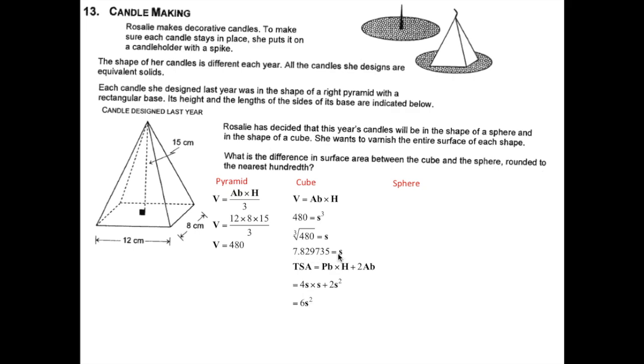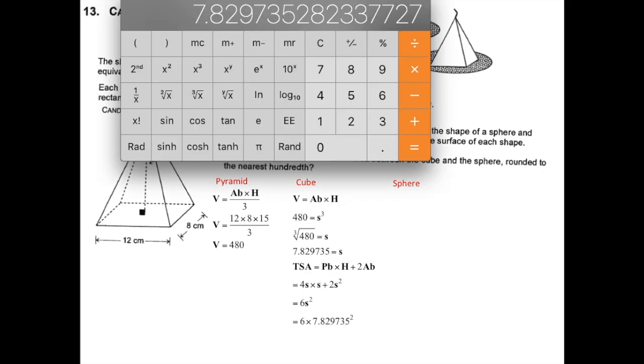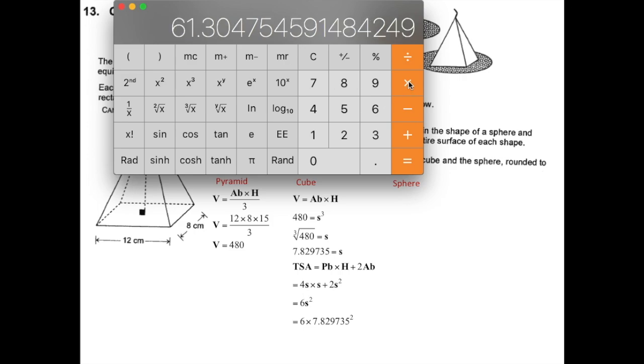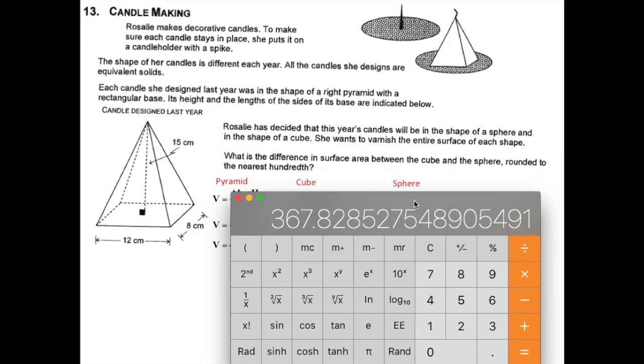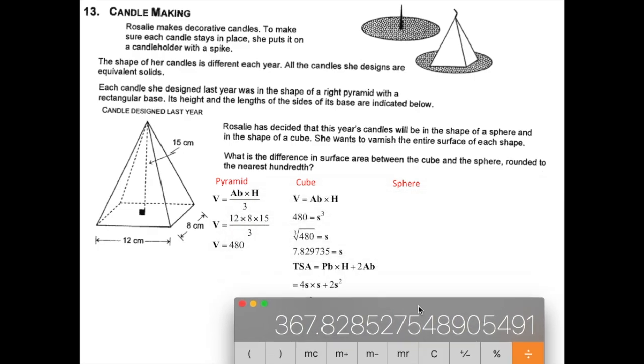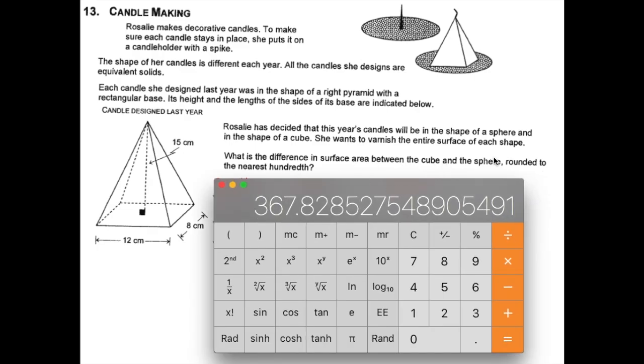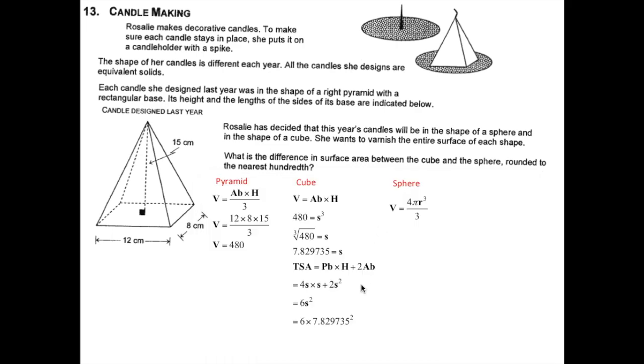So it's 6 times this number squared. So 6 times 7.829735 squared. I'm going to take that number that I kept in my calculator, square it, then multiply it by 6. And that gives us a total surface area of 367.828529, and it goes on forever. But fortunately, we've been told that they want to know the difference. What is the difference in surface areas between the cube and the sphere rounded to the nearest hundredth? So I need this rounded to the nearest hundredth. So the 8 is going to tell the 2 to round up to a 3. That's going to give us 367.83 centimeters squared.